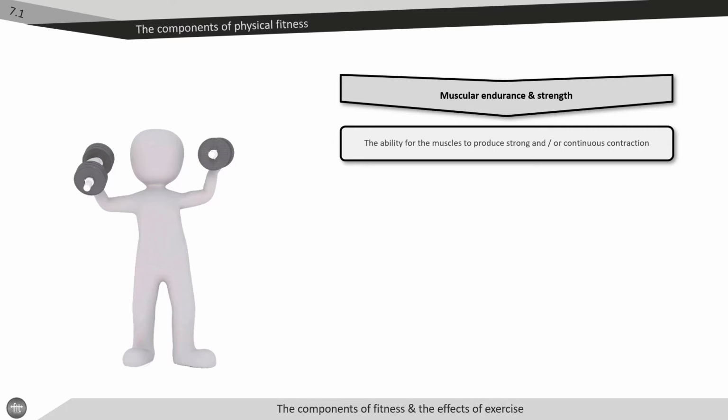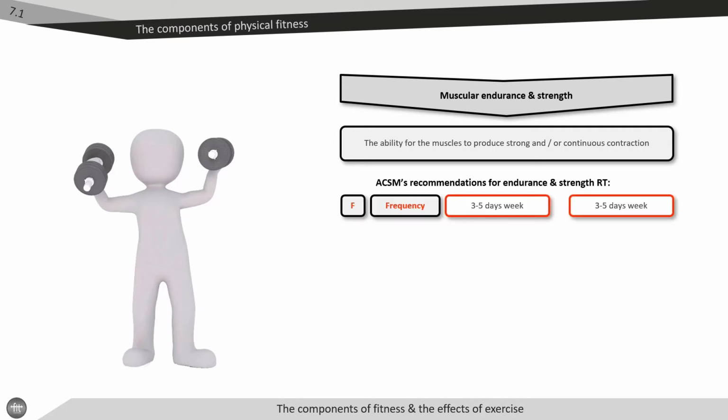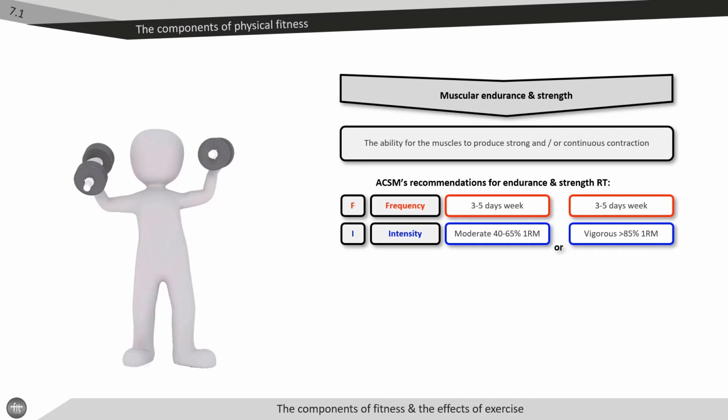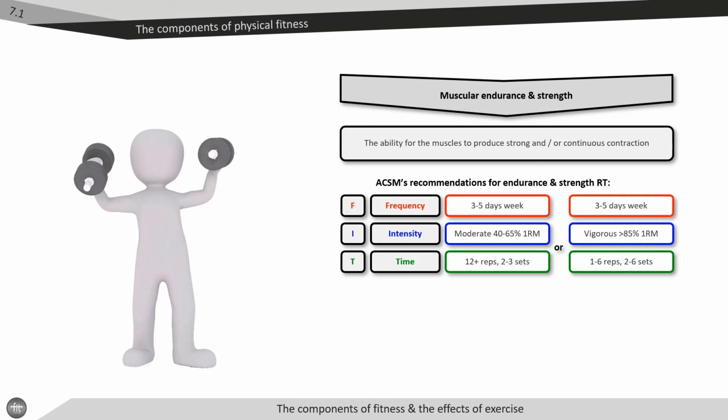The recommended FIT principle training guidelines to develop both muscular endurance and strength is training 3 to 5 days a week, either at a moderate intensity of 40 to 65% of 1 repetition max for muscular endurance, or a vigorous intensity of over 85% of 1 repetition max for an increase of strength. The minimum amount of moderate intensity work which is recommended is typically over 12 reps for 2 to 3 sets for each of the major muscle groups per session, with vigorous intensity being half that at around 1 to 6 reps, but over 2 to 6 sets.